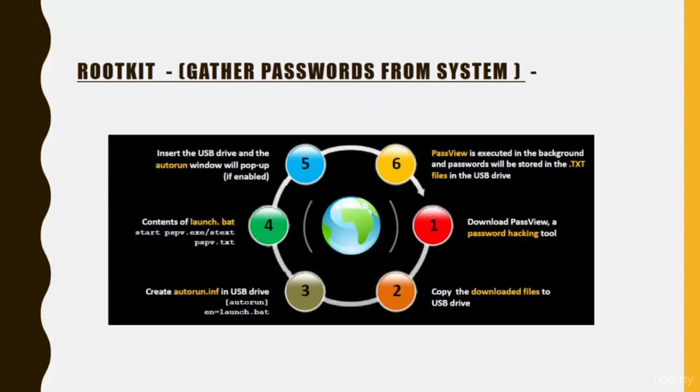Rootkit: gather passwords from the system. This is a method of rootkit showing how you can gather information from someone else's browser. Insert the USB drive and the autorun window will pop up. Content of launch.bat: create autorun.inf in the USB drive. Passview is executed in the background and the passwords will be stored in .txt files in the USB drive. Download the Passview password hacking tool. So these are the 6 steps to create this.